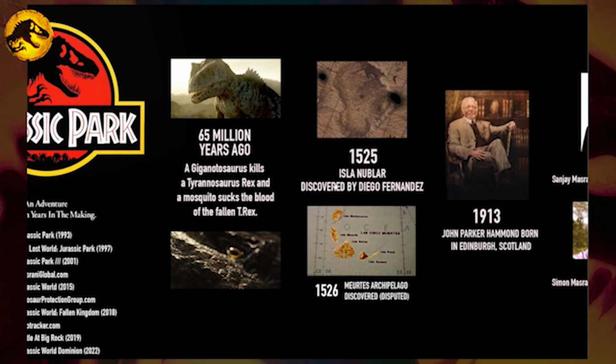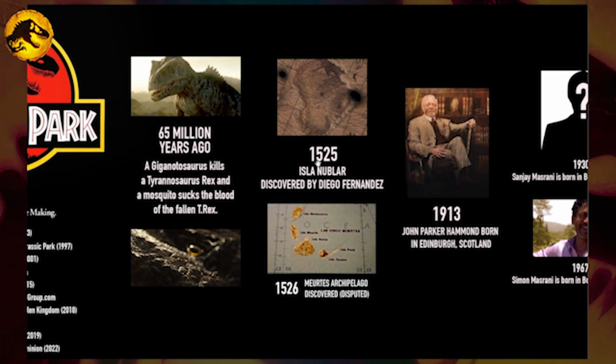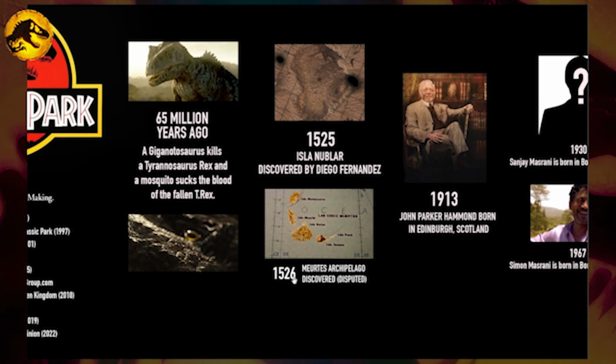Then we go to 1525. Isla Nublar is discovered by Diego Fernandez. This information and this image can be found on MazraniGlobal.com, so that's where that's sourced from. It comes from, I think, the information page on Jurassic World itself, because it talks about the island.